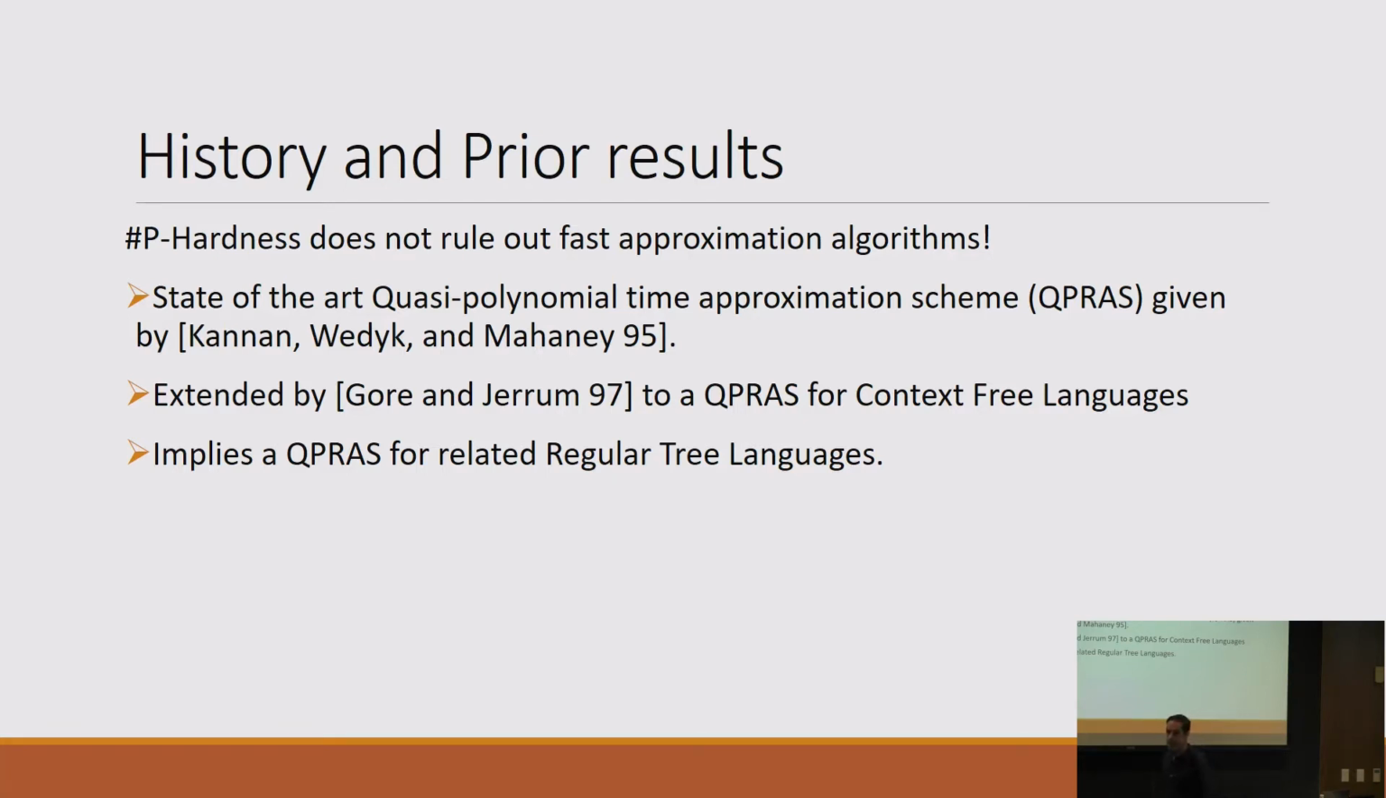Yep? QPRAS, quasi-polynomial, what's the R? Randomized approximation scheme, yeah. So there's always going to be some failure probability. Let's not worry about that.